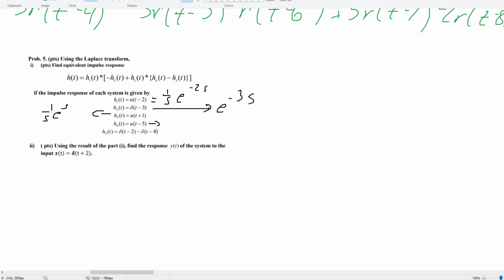This one becomes 1 over s e to the negative 5s. And this one over here is just going to be two parts. This one's going to be e to the negative 2s minus e to the negative 4s. Alright, so you have all of your parts. Now you just have to multiply this.